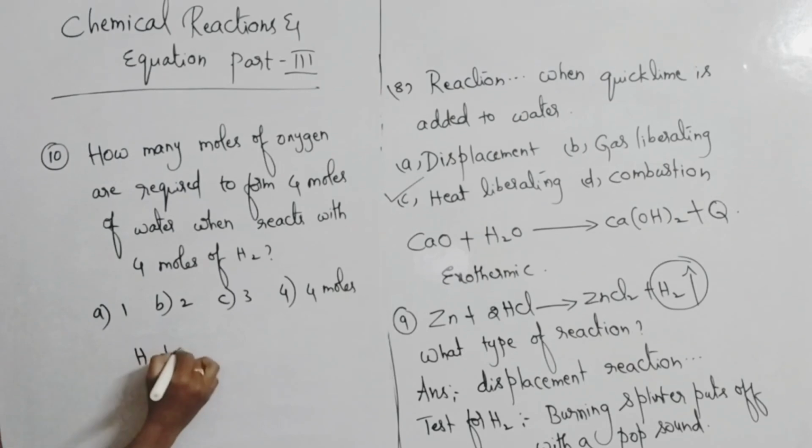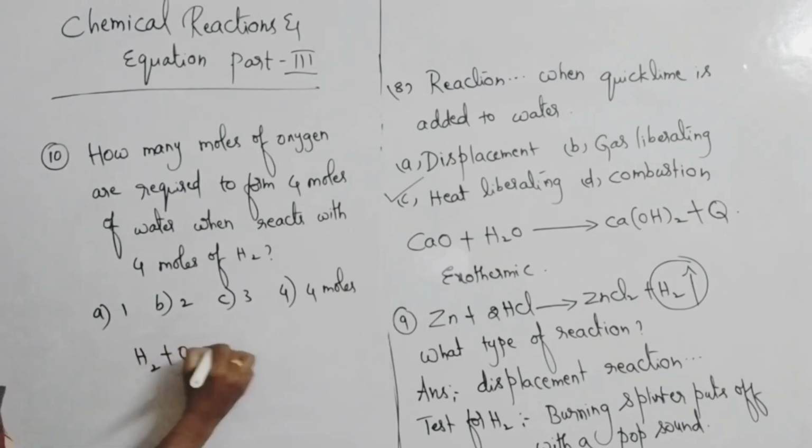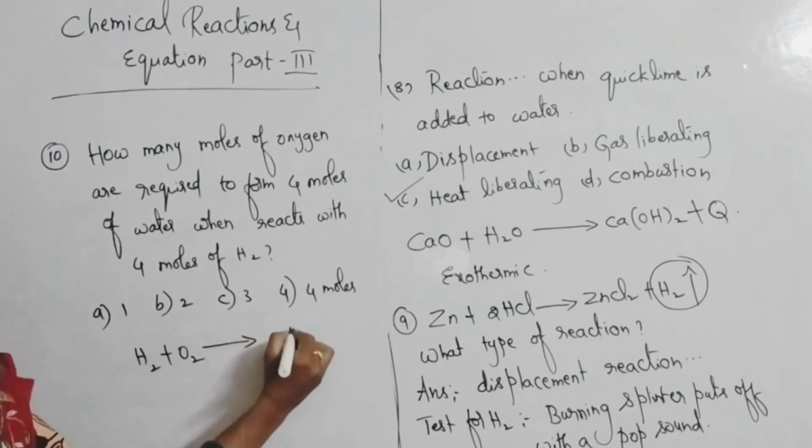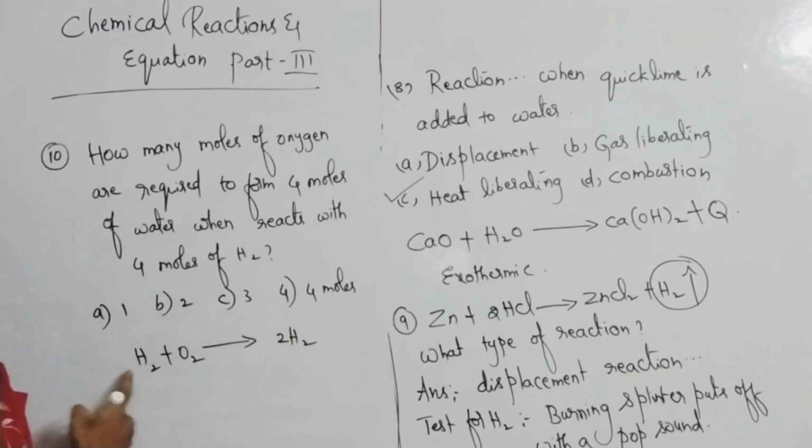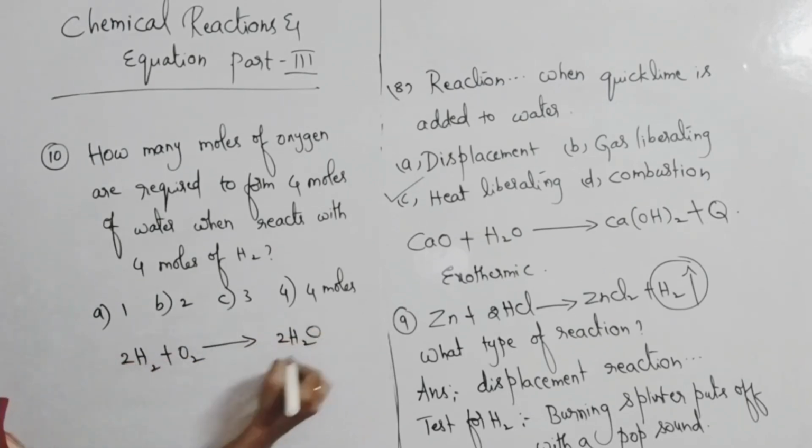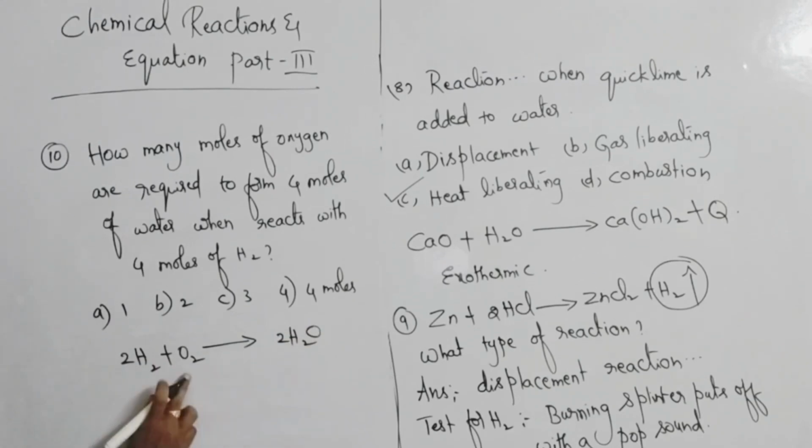So what are reacting here? Hydrogen and oxygen are reacting to give water. So what is the balanced equation for this? 2H2 plus O2 gives 2H2O. This is your balanced equation. So how many moles of oxygen are required to produce 4 moles of water? Here, once check, this is a balanced equation. Where no number is there, you have to take 1.